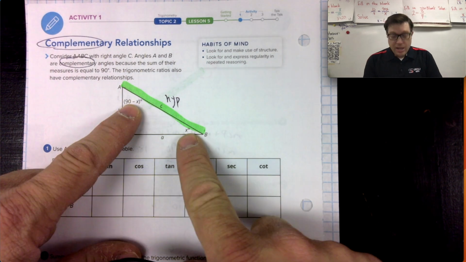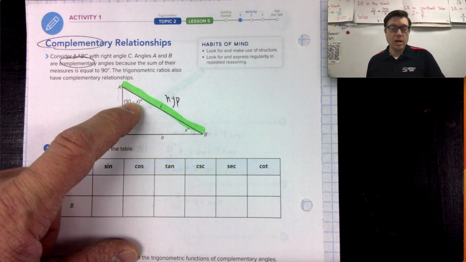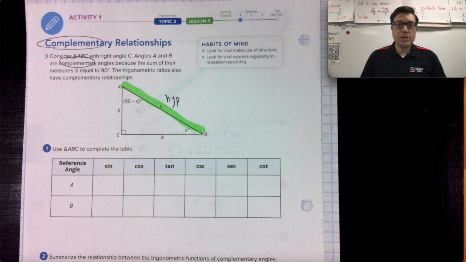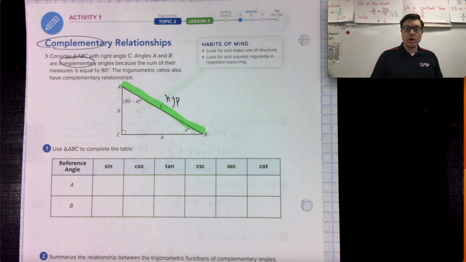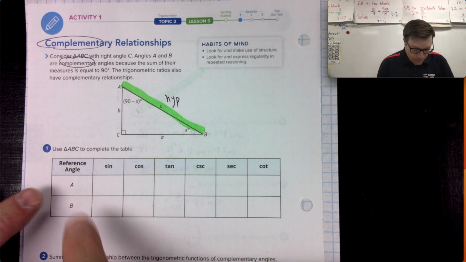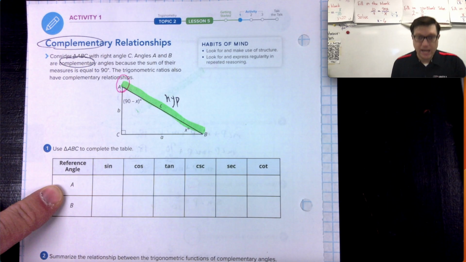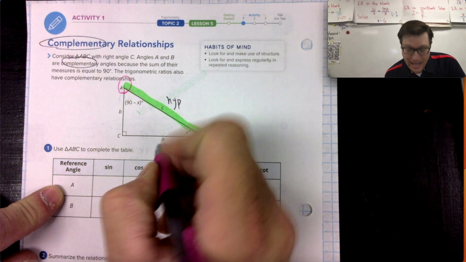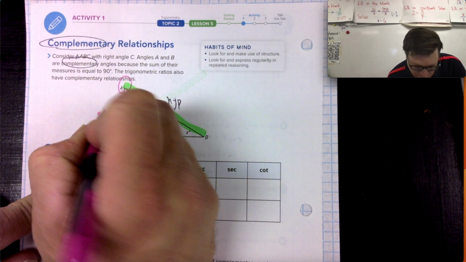And of course, they have to add up to 90 degrees because all three angles in a flat triangle add up to 180. One of them is 90, so the other two have to also add up to 90. The trigonometric ratios also have a complementary relationship. Let's say we're going to focus on reference angle A. The hypotenuse stays the same, but it's going to label side A as the opposite and side B as the adjacent.